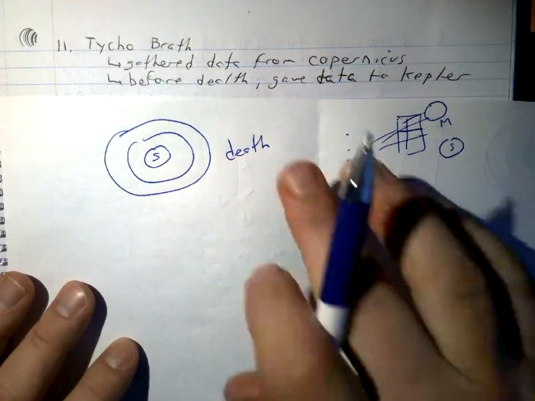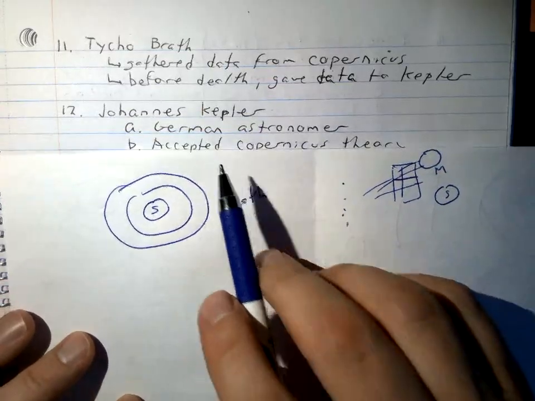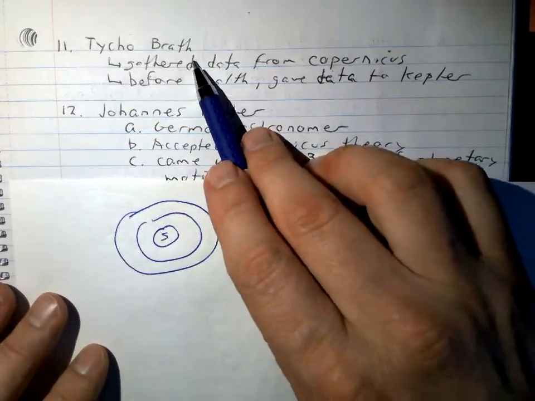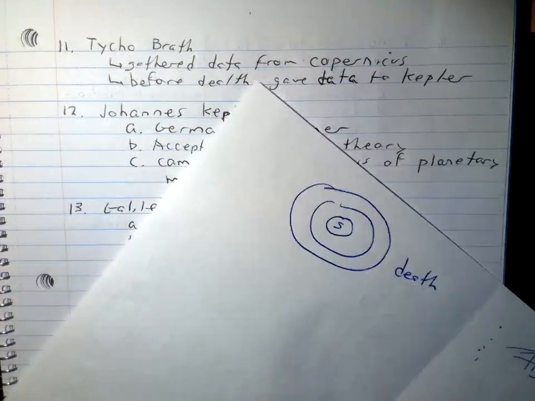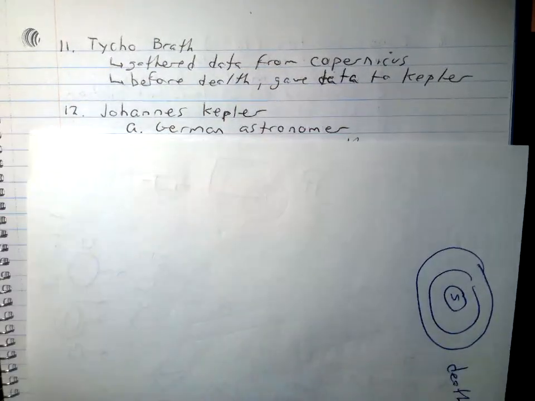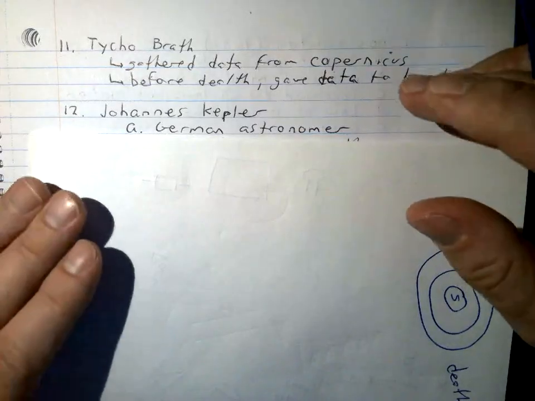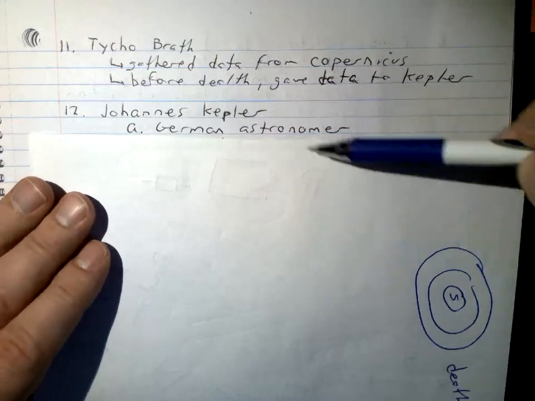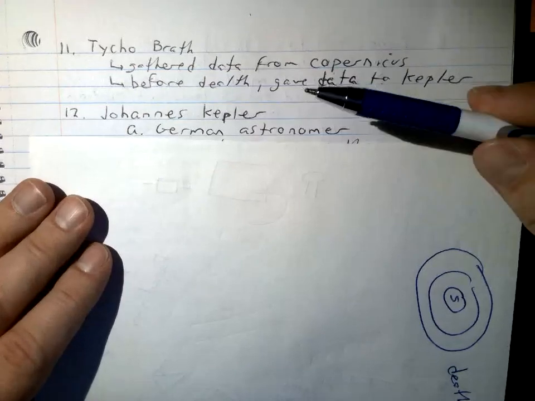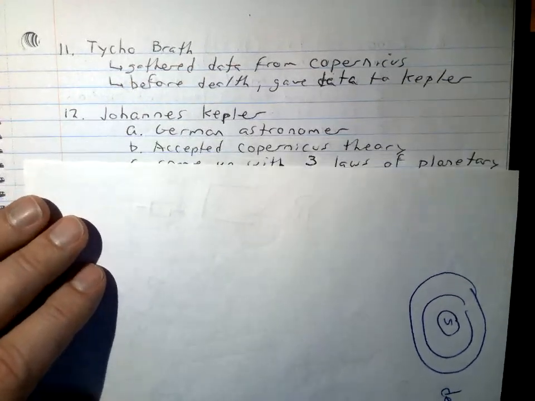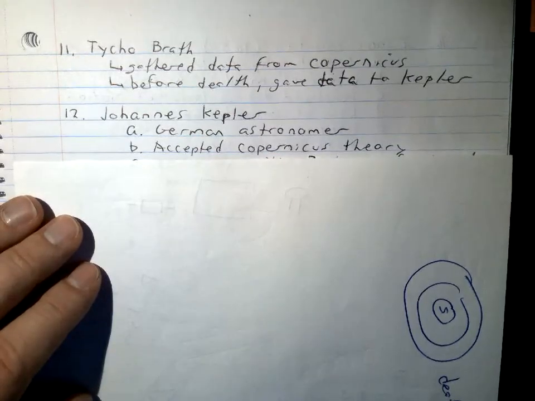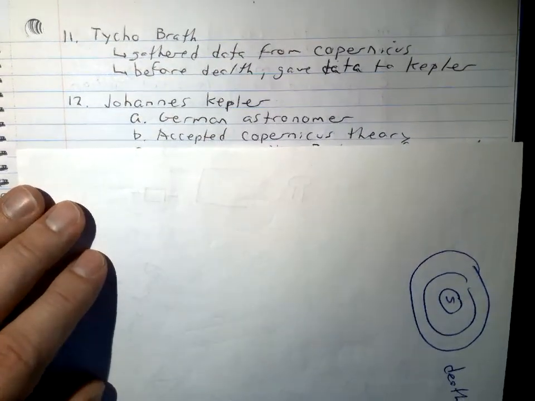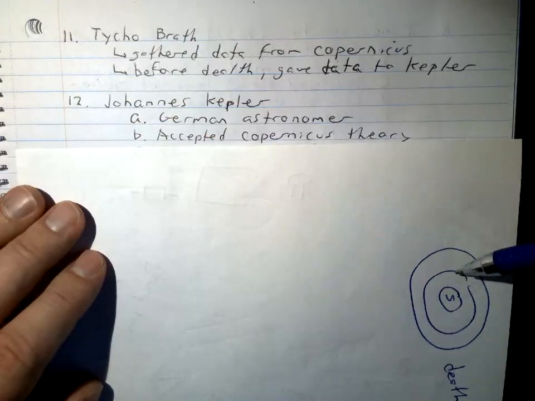And a lot of his observations he gave to a fellow called Johannes Kepler. So Tycho Brahe gave a lot of his information to Johannes Kepler, who was a German astronomer. You can kind of see how this is all moving everywhere. And he accepted what Copernicus was talking about. He says, this model, I see evidence of it. I see what's going on.